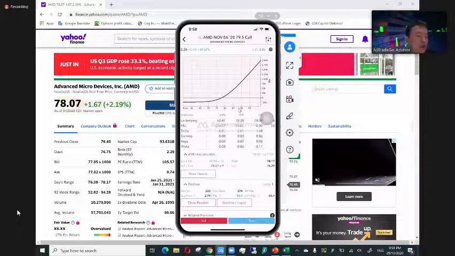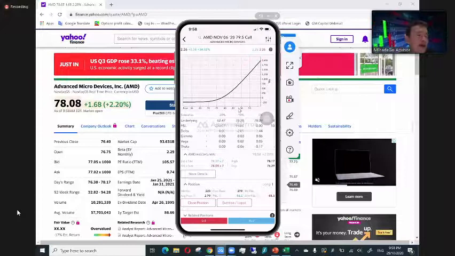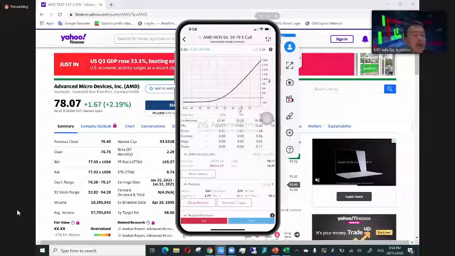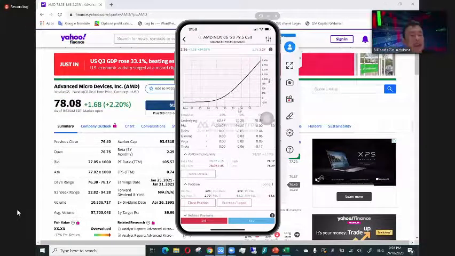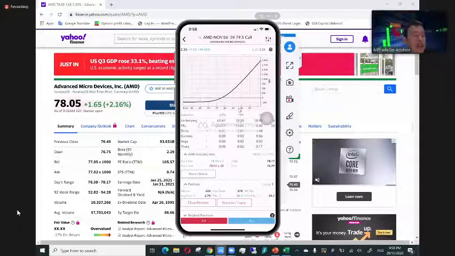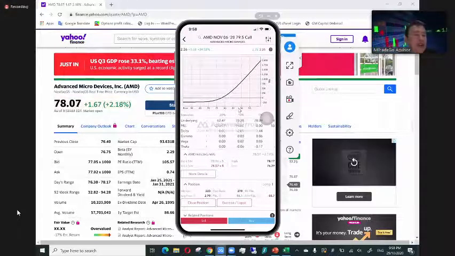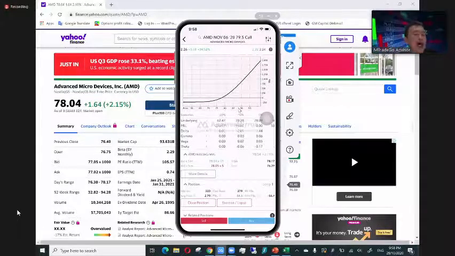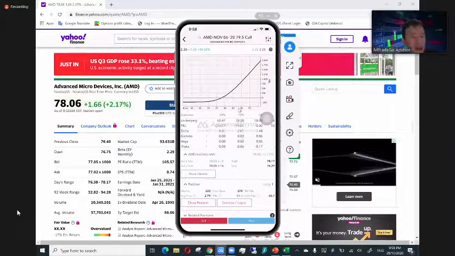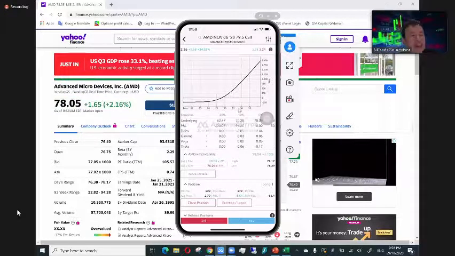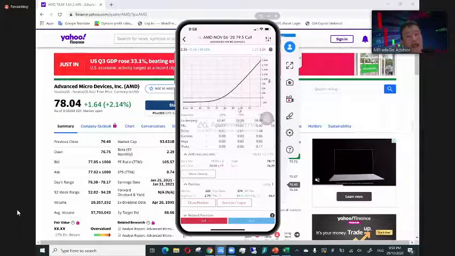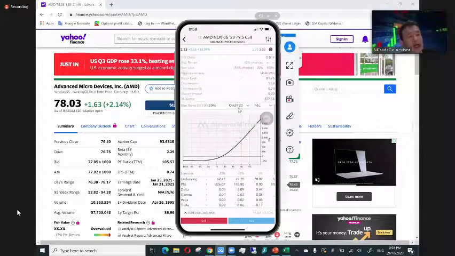Once it's in the money, if it goes up every dollar, I will make about 50 cents. So if it goes up $2, I'm making $1 already. I put in $2.79, so if it goes up to $1, how many percent am I making already? A lot, almost 20 to 30% already. All right, guys, this is how I trade AMD.